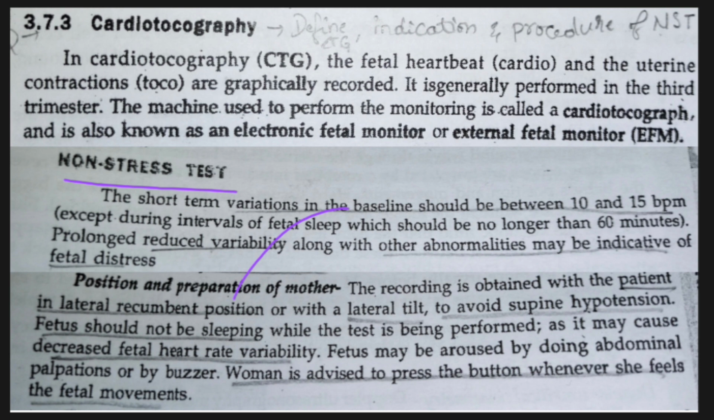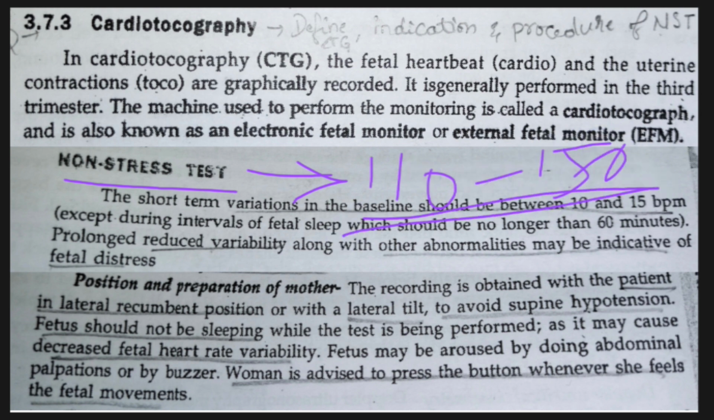After 1 hour, when we place the sensor, the fetal beat should be active. If the fetus is still sleeping for more than 1 hour, more than 60 minutes, it indicates the fetus has abnormalities. There is a problem, there is a fetal distress. That is why the baby is sleeping. The normal beat in a non-stress test is 110 to 150 beats per minute. This is normal. This examination is performed for 10 to 20 minutes.